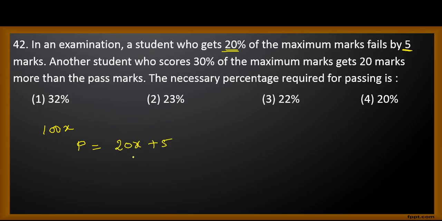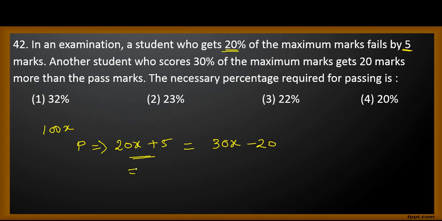It means if the first person gets 20x, he has failed by 5 marks. It means 20x plus 5 will become the pass mark. Whereas the second student got 30% of the maximum marks, and gets 20 marks more than the pass mark. It means this is equivalent to 30x. This is the marks he got, but this is 20 marks more than the pass mark, so this must be minus 20. The pass mark is nothing but 30x minus 20.